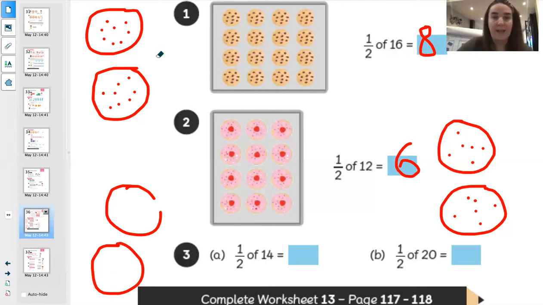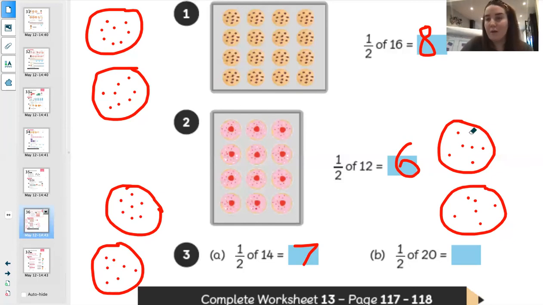And let's try again. Because remember, when I'm sharing it out, I need to make sure I go 1 for you, 1 for me. So let's go 1, 2, 3, 4, 5, 6, 7, 8, 9, 10, 11, 12, 13, 14. So I've shared out 14 definitely. Let's check. 1, 2, 3, 4, 5, 6, 7. 1, 2, 3, 4, 5, 6, 7. So half of 14 is definitely 7 because both plates have 7 each.